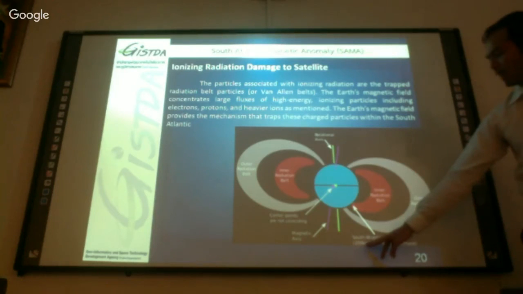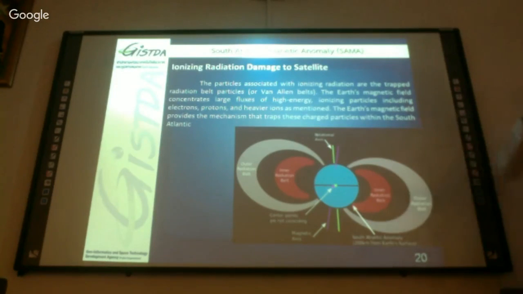This point is inclined down into our atmosphere. This is about 200 kilometers. So that means if you do not go higher than 200 kilometers, we say it will not matter.